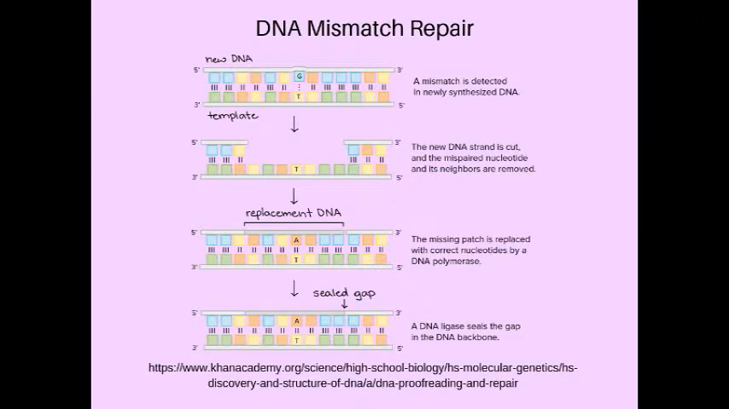When a mutation does occur, the cell has a few systems it uses in order to try and fix the mutation. One of these systems is called the mismatch repair system. This system will excise a section of the new DNA that includes the mismatch, and then the old strand of DNA is used as a template to fix this error.